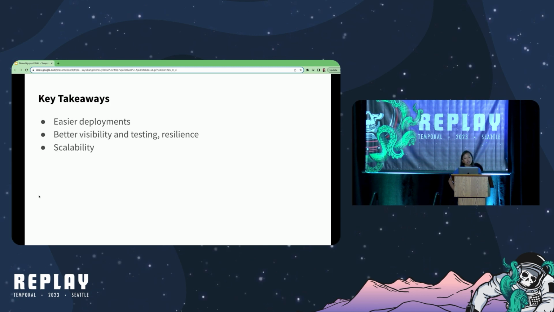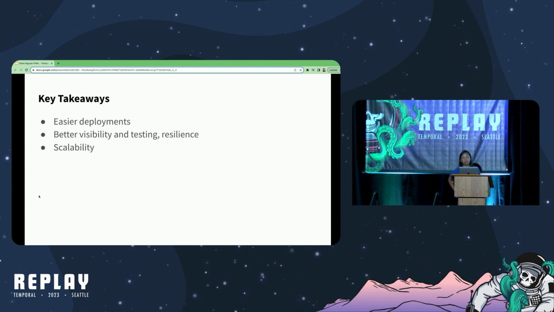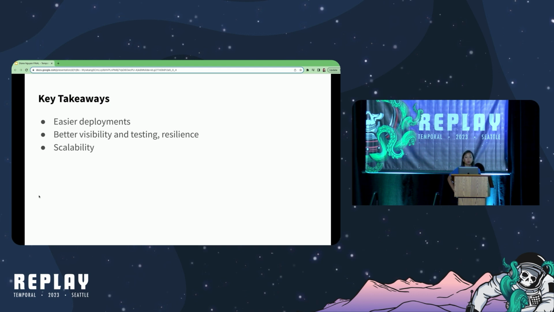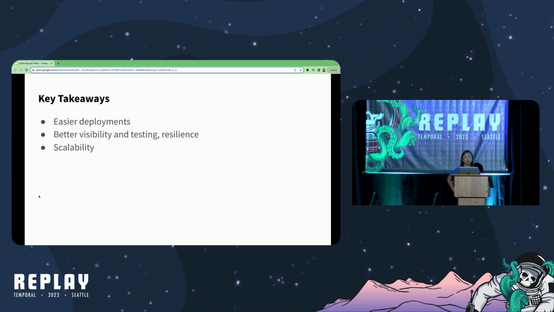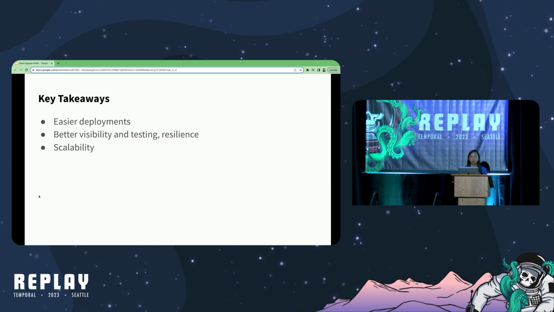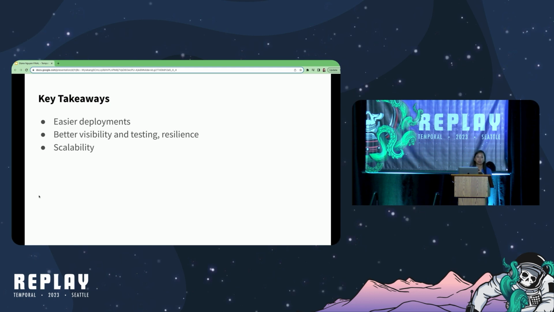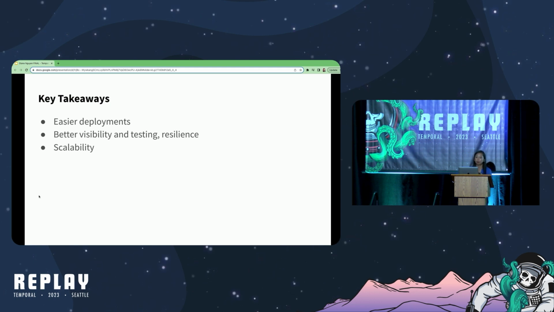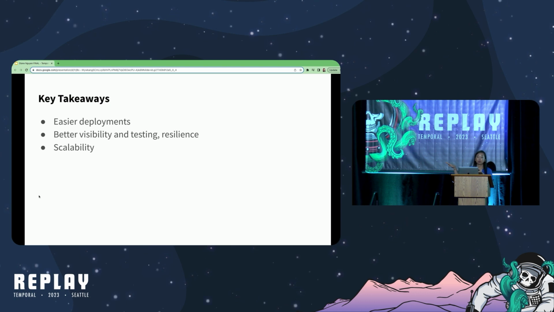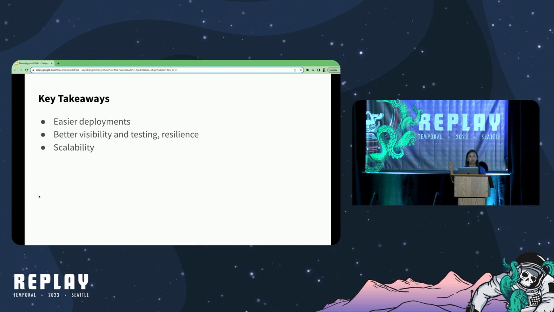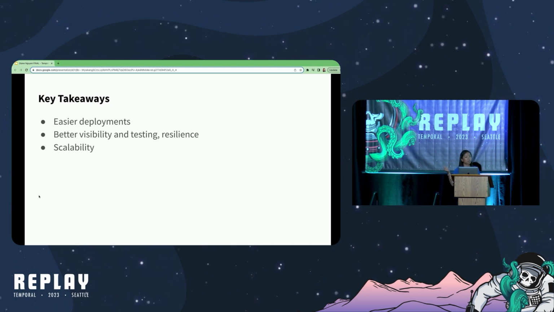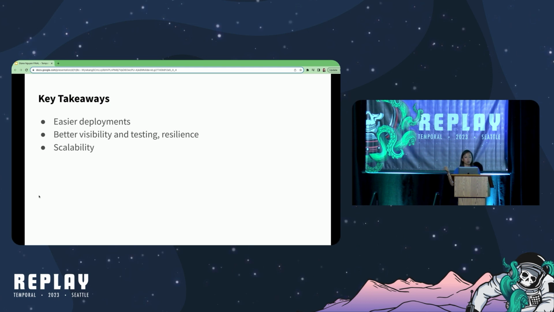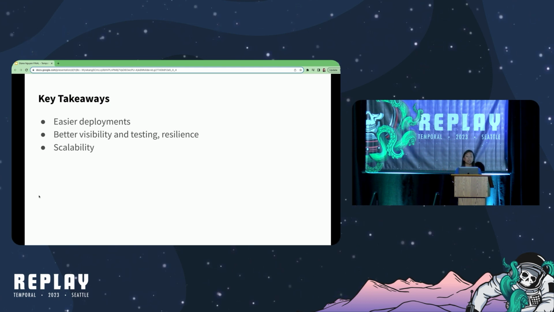So in summary, some of our key takeaways included easier deployments. With adopting Temporal, we can reduce the amount of distributed single-purpose queues and Lambda functions we previously used to support our workflows, which means there are a lot fewer external pieces to worry about when deploying new workflows and features.